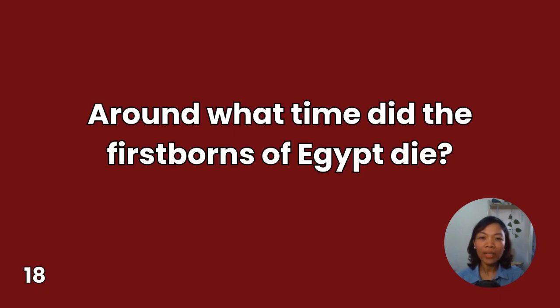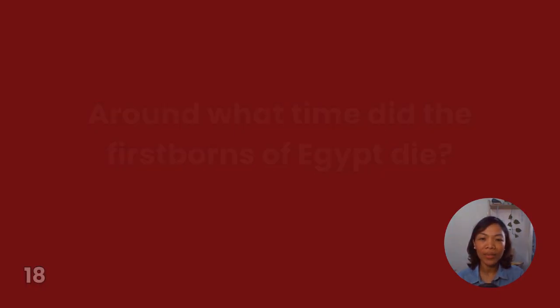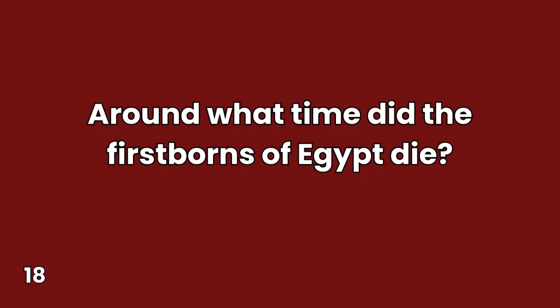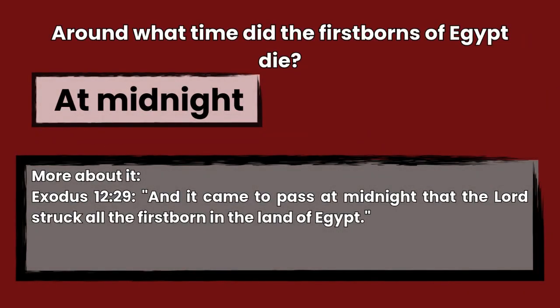18. Around what time did the firstborns of Egypt die? You have 10 seconds to answer. The answer is at midnight, Exodus 12:29. And it came to pass at midnight that the Lord struck all the firstborn in the land of Egypt.